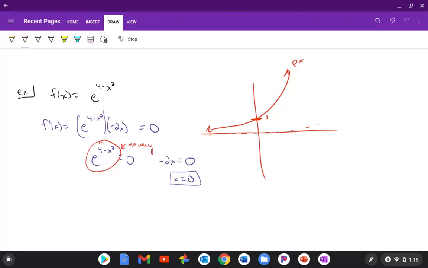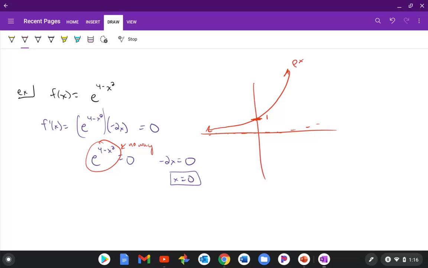So there's actually no way to make this thing 0. You might think, oh, how can I make the exponent 0? Well, that's not going to work, because if the exponent is 0, e to the 0 is actually 1. So there's no way to make that function equal to 0. It never crosses 0. So we just need to forget that one, because it's not possible.